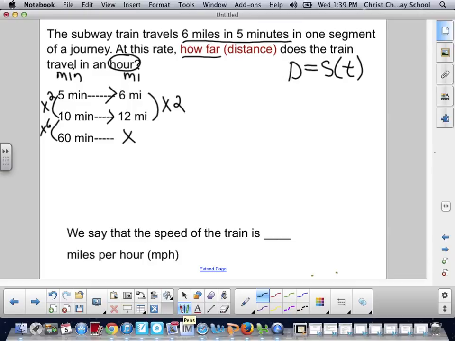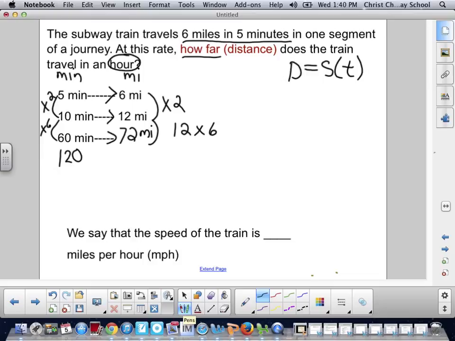And again, what we do to one side, we need to do to the other side. So what we're going to do is we're going to say 12 times 6. Well, you can do the mental math there. 12 times 6 is 72. So I'm going to erase my X, because I figured out that in 60 minutes, the train will travel 72 miles.